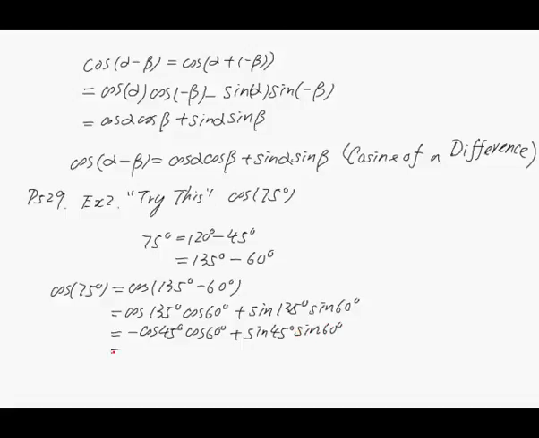And then let's plug in the values for these four trigonometric function values. So negative root 2 over 2 times 1/2, plus root 2 over 2 times root 3 over 2, and then it simplifies. So you get root 2 times root 3, root 6, and then root 2 times 1, root 2, and then over 4. Then done.